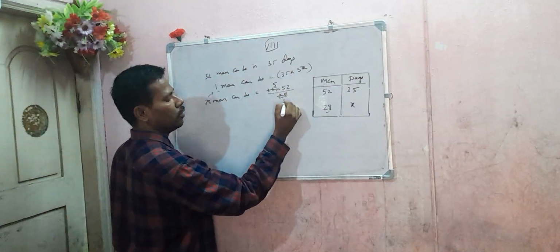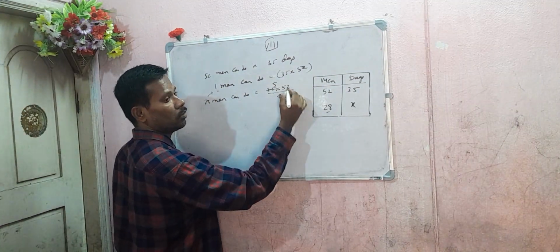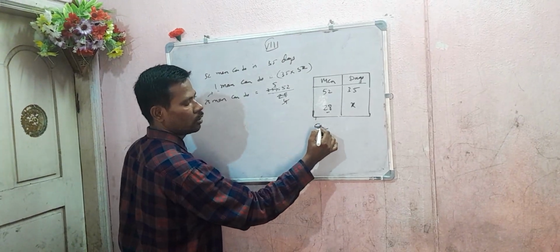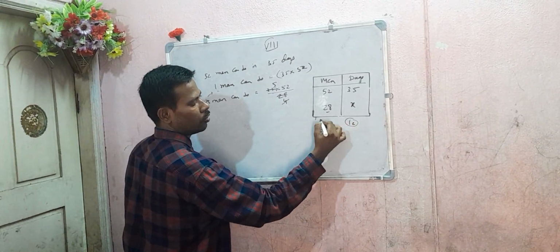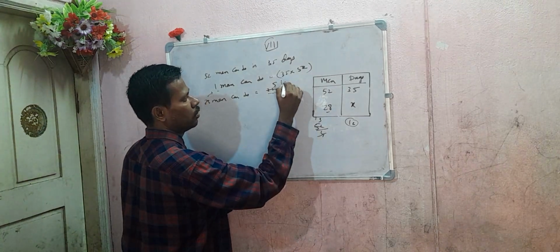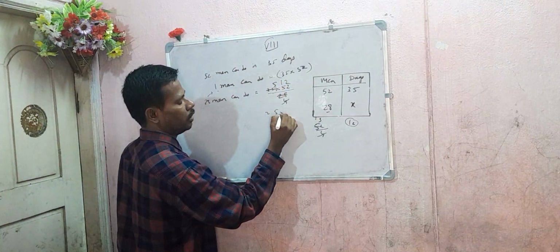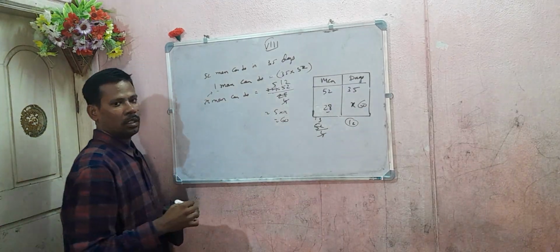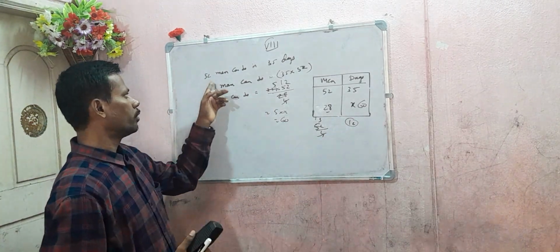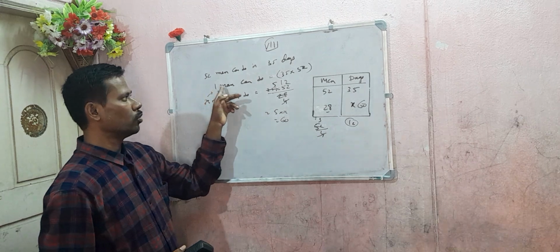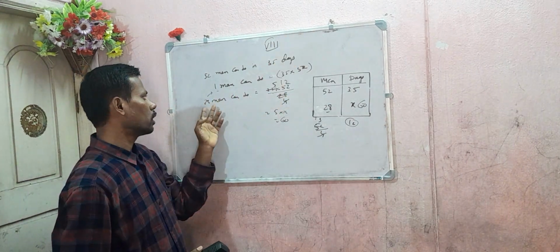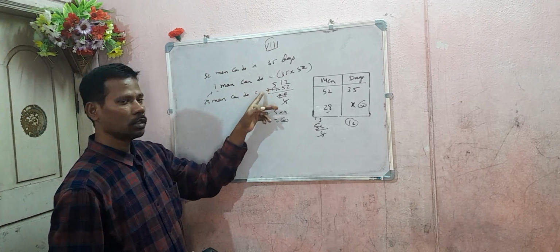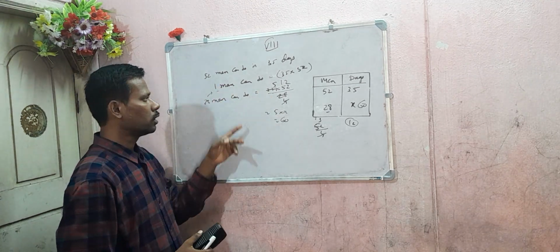Seven fives are 35, 7 fours are 28. Next again 52 by 4: 4 ones are 4, how many remaining? 1, 2. 4 threes are 12. Next 5 into 12, that is nothing but 60. Simple, students. 52 men can do it, 1 man can do it in more days. Now 28 men, the number of men is increasing again.